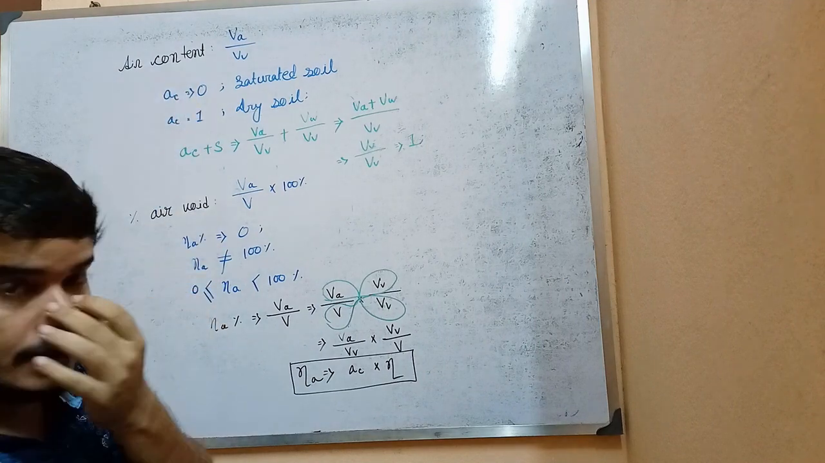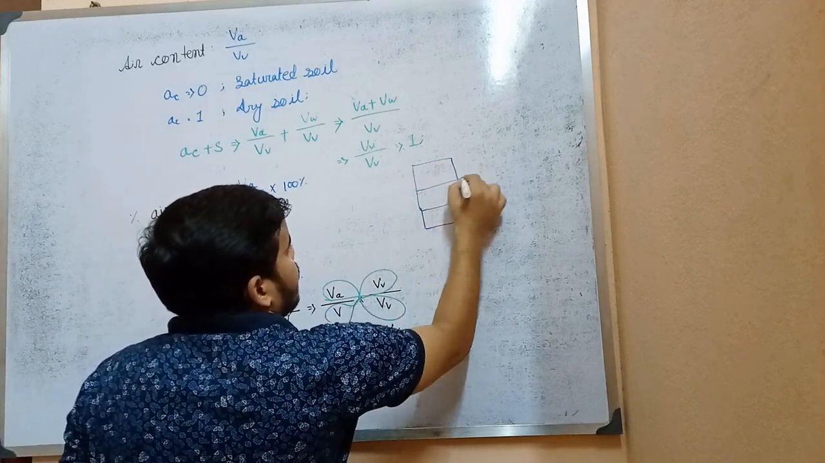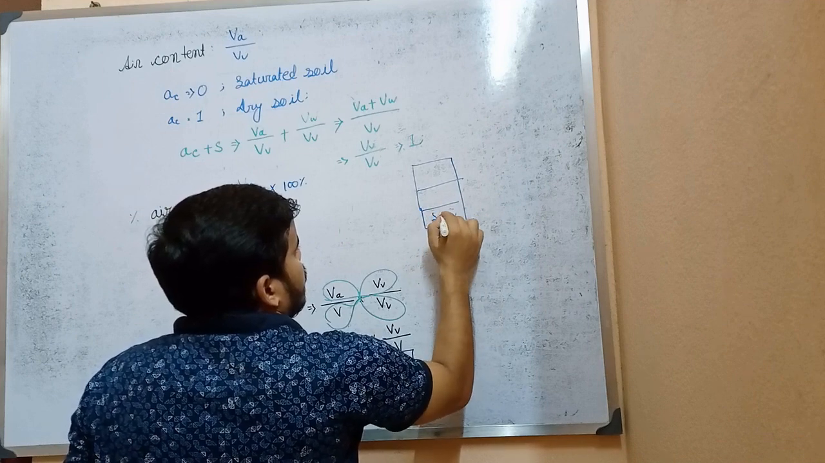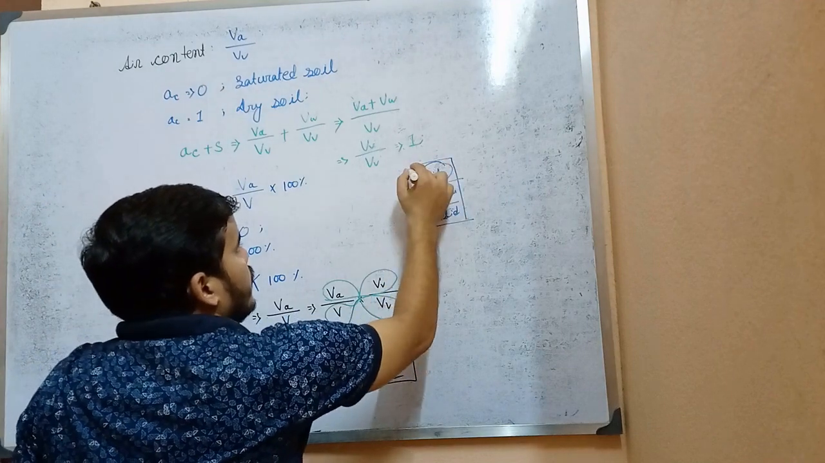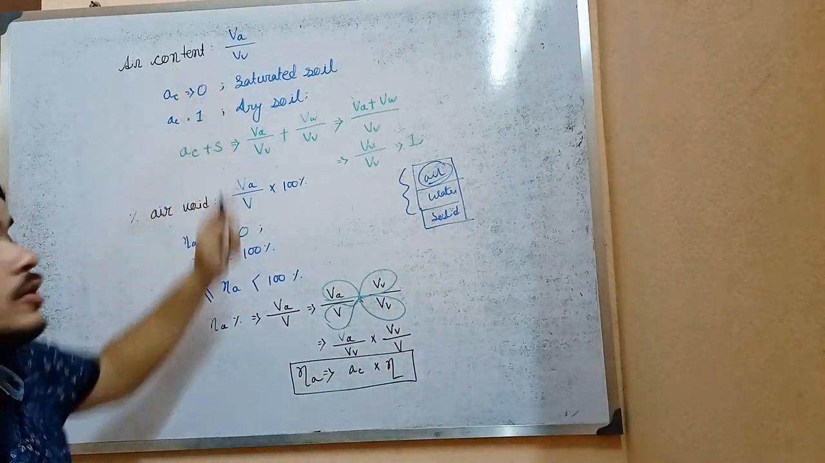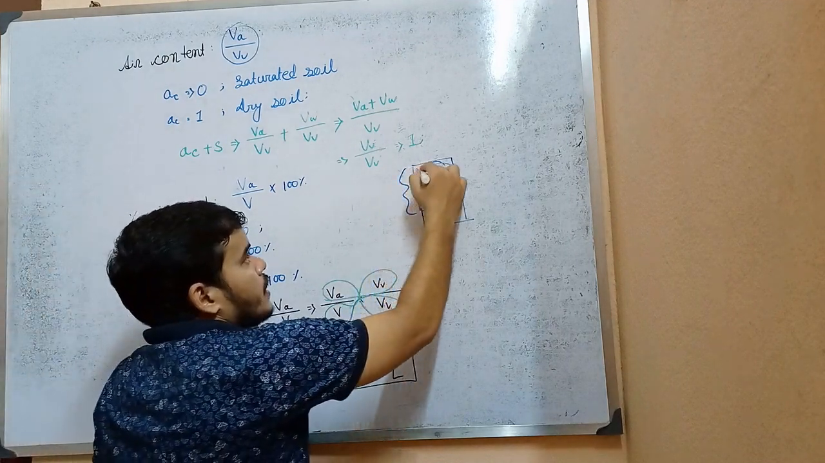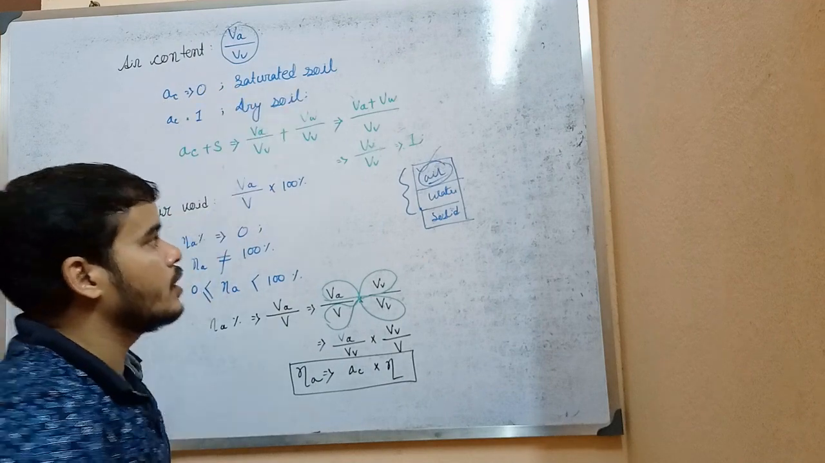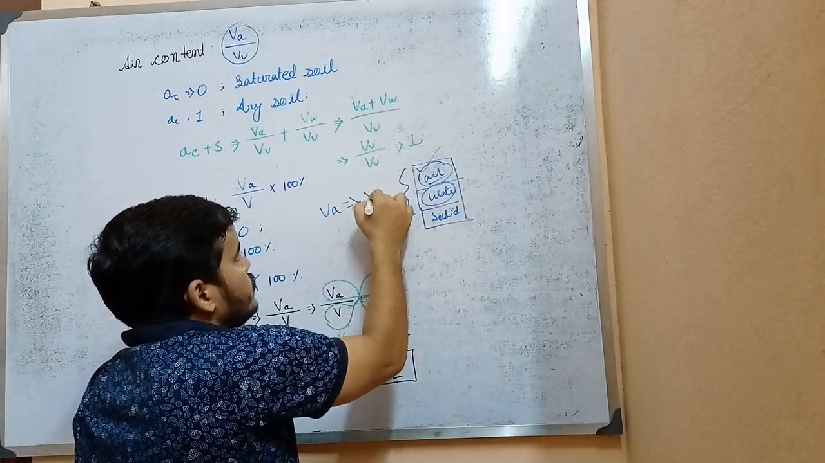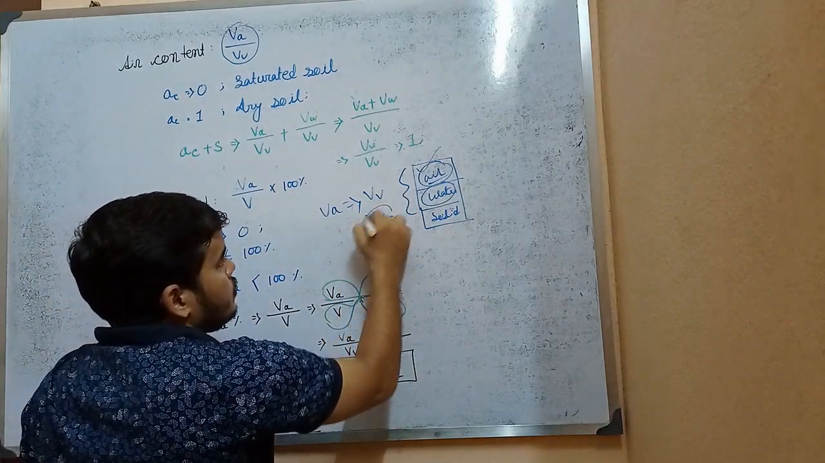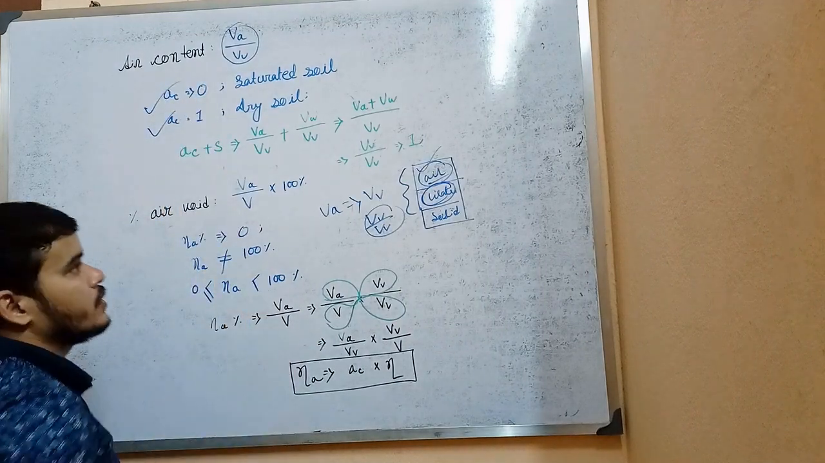Next term is air content, that means how much air the soil has with respect to its total volume of void. Solid, water, air. Volume of air by total volume of void, which means volume of air plus volume of water. If air content equals 0, that means there is no air. Volume of air equals 0. That means it is a saturated soil. Only water is present there. If it equals 1, that means volume of air equals volume of void. So Vv by Vv equals 1. That means there is no water present. That's why it is called dry soil.